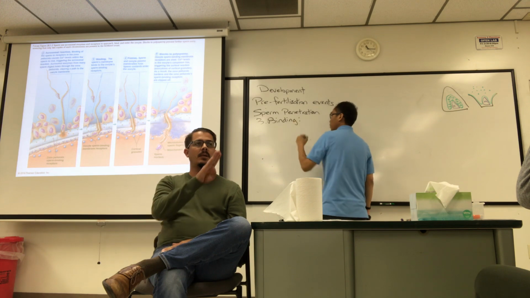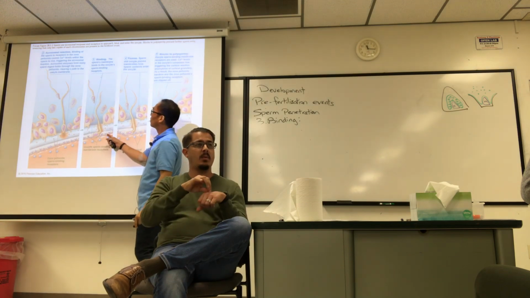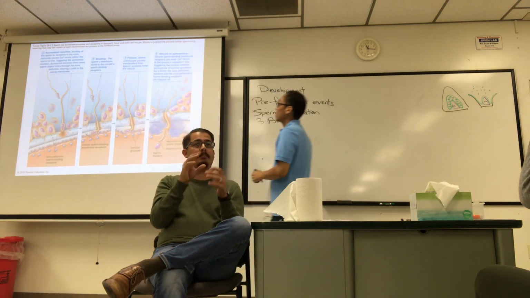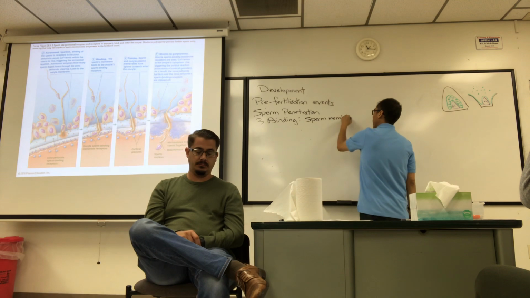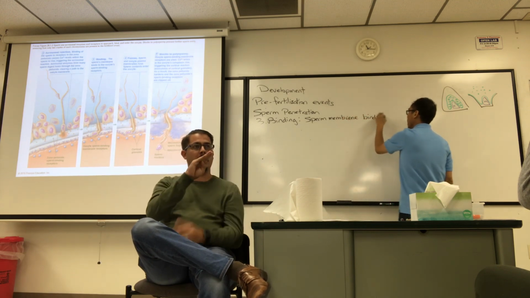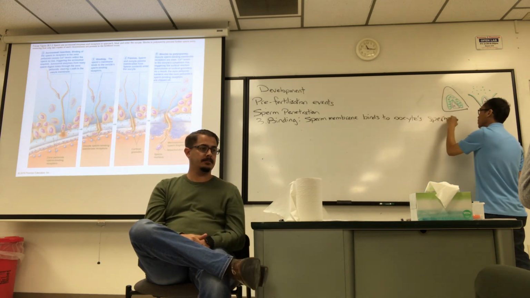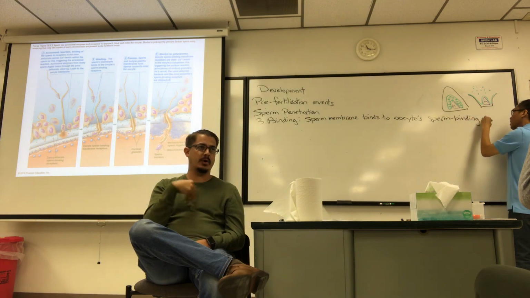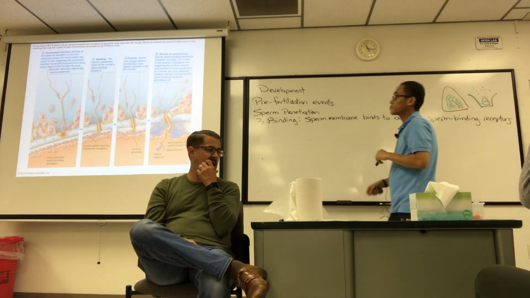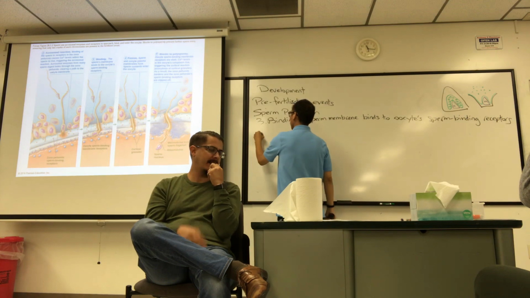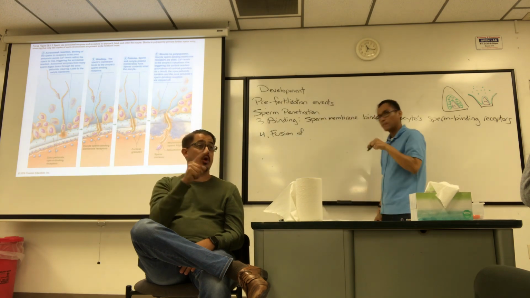So binding is a good descriptor. What's binding is a binding of the sperm's membrane to the oocyte's sperm binding receptors. Sperm membrane binds to oocyte's sperm binding receptors. So that allows for fusion, step four. Fusion of sperm oocyte cell membranes.